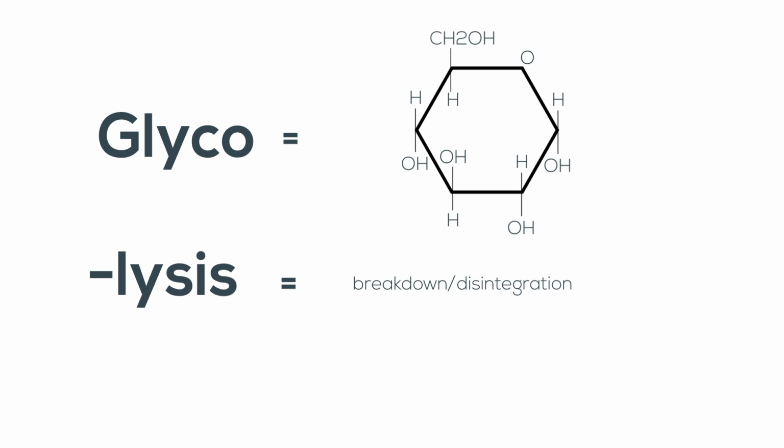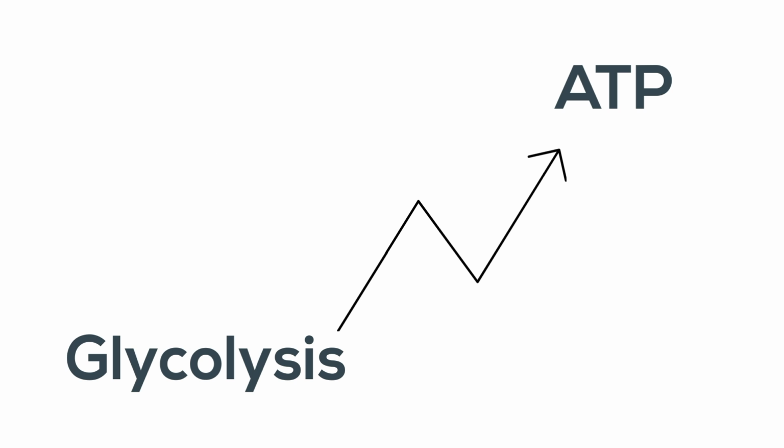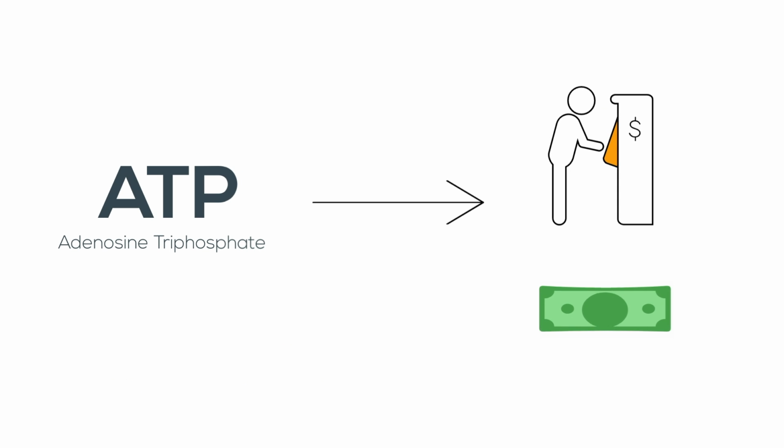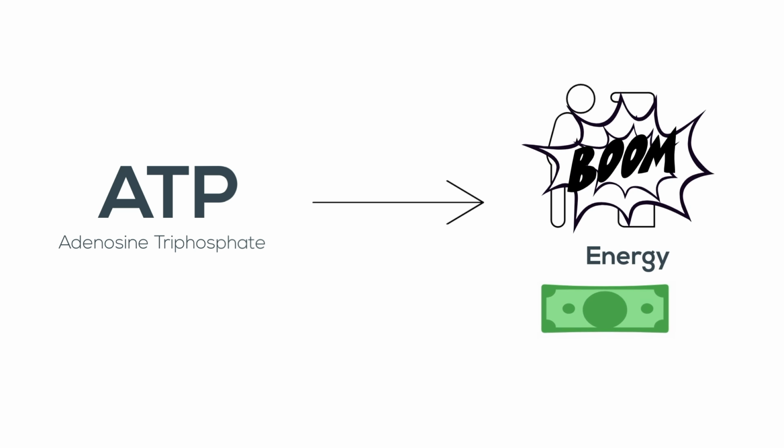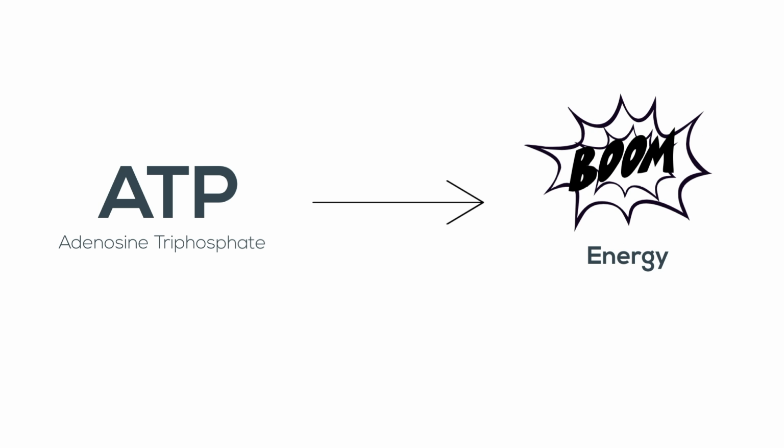The word glycolysis comes from glyco, relating to the 6-carbon molecule glucose, the simple form of sugar found in carbohydrates, and lysis, meaning breakdown or disintegration. The main purpose of glycolysis is to create more ATP. ATP is short for adenosine triphosphate, the molecule that is similar to the currency for the body. The body uses ATP for anything requiring energy.